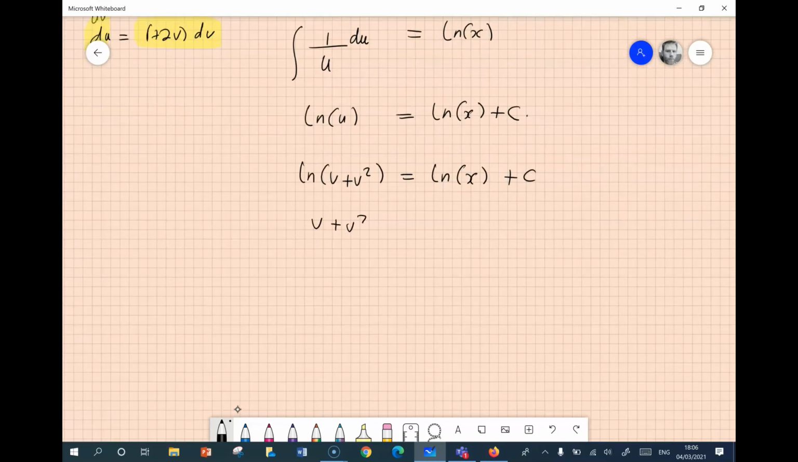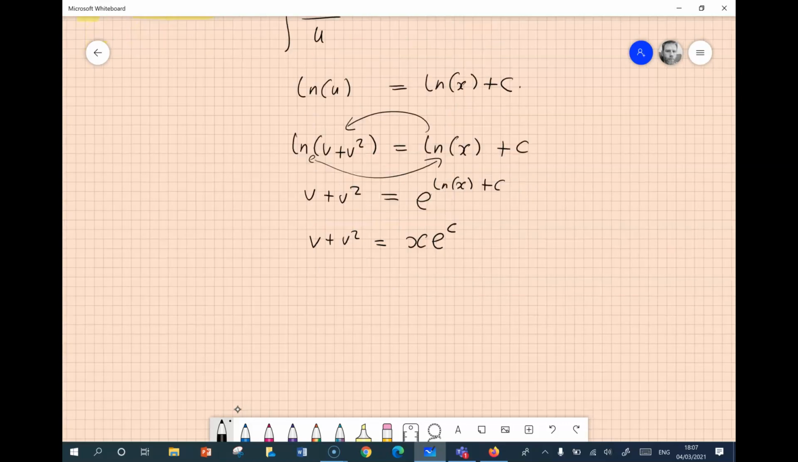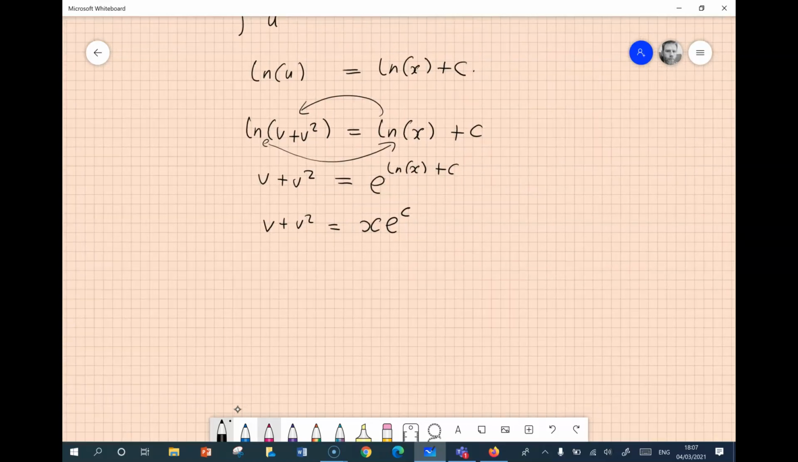v plus v squared is equal to, now remember how a log works, so e to the power of all of this will give me this back again. So e to the power of the natural log of x plus c. And remember from our previous videos, e to the power of natural log of x is just x, and then I still got my e to the power of c. Now, this is where it gets difficult at the very, very end.